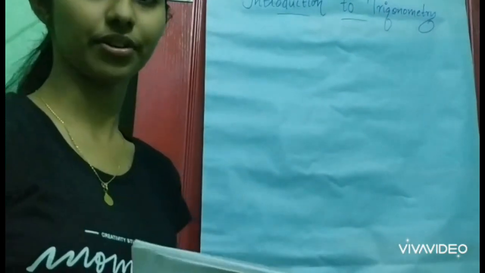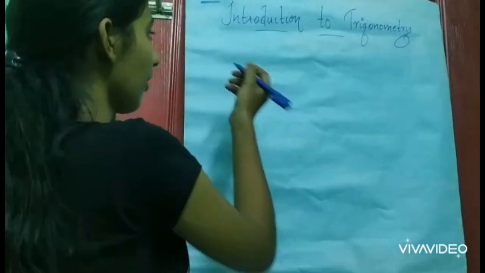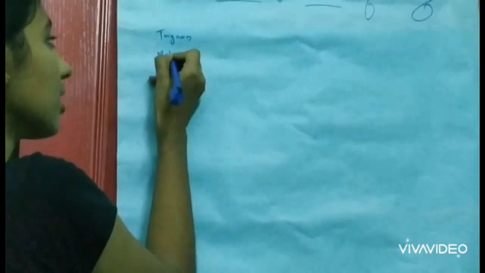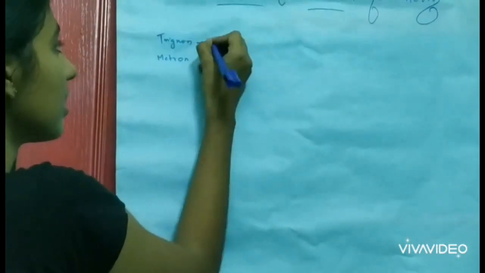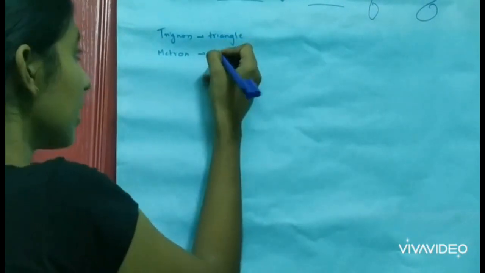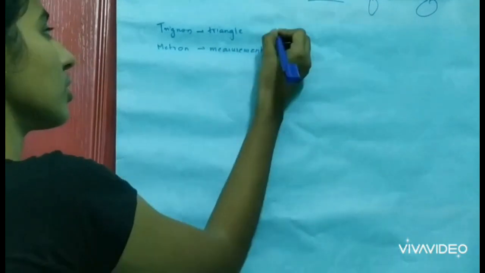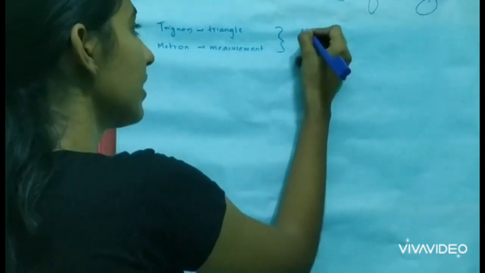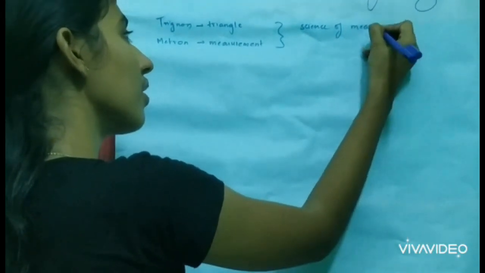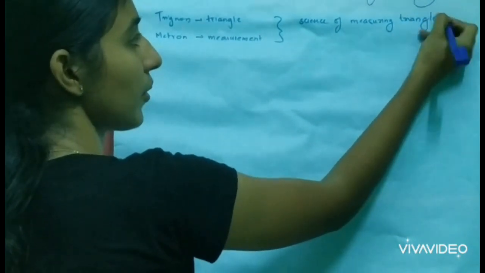Today I am here to take a class on trigonometry. First of all, let me say what trigonometry is. Trigonometry is derived from two words, trigon and metron. Trigon means triangle and metron means measurement. So basically, trigonometry is the science of measuring triangles.